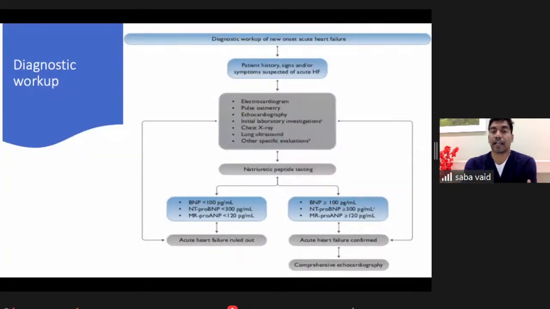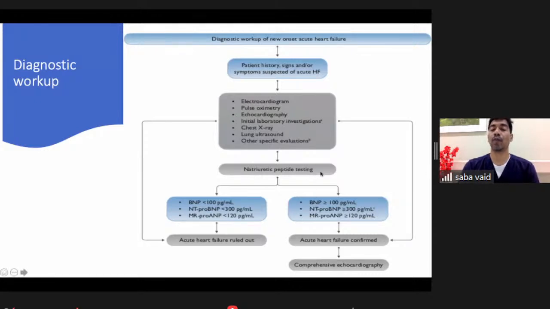Now, when these patients present with acute heart failure, this is just a standard algorithm on how to work them up. For any patient presenting with any problem to your ICU or emergency department, you go about it in a systematic way: history, clinical examination, investigations, and then plan your treatment, right? So the first three are very, very important. Take a careful history, examine them very carefully, and investigate them with some of these investigations: an electrocardiogram, pulse oximetry, an echocardiogram of the heart, let's say a transthoracic echocardiogram, and initial laboratory investigations. I'm talking about investigations like CBC, renal function test, liver function test, and proBNP, chest x-ray, lung ultrasound, and, depending on the patient's history and clinical examination, whatever specific evaluation you want to have.